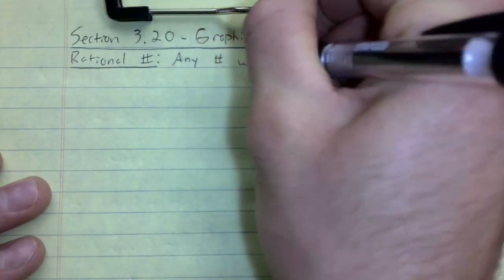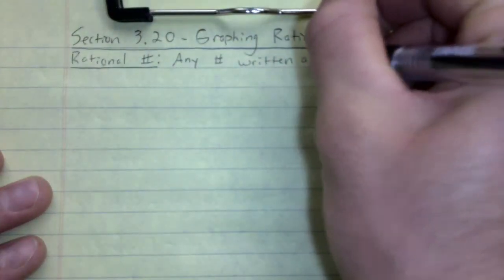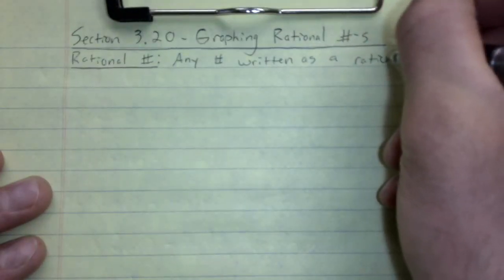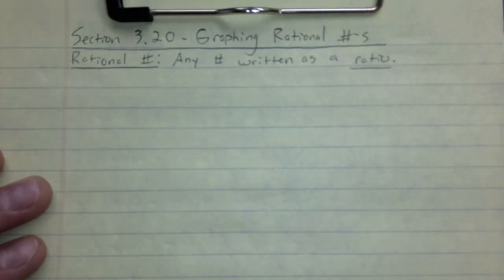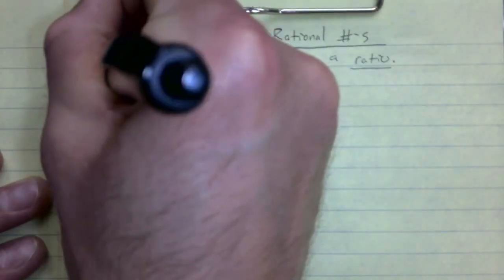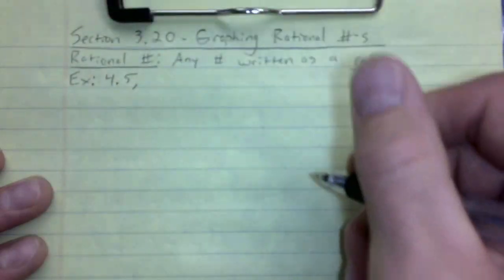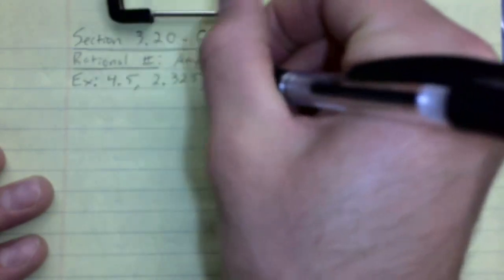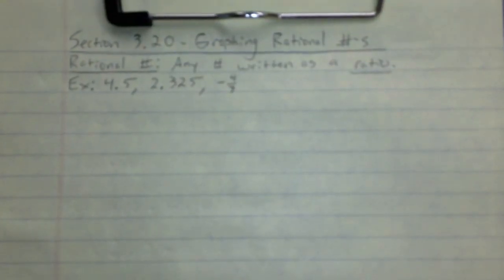We know that a rational number, we need to know what a rational number is. A rational number is any number written as a ratio. Go and underline ratio, because, for example, ratios would include 4 and 5 tenths, 2 and 325 thousandths, and even a negative 4/7. These are all examples of ratios. Okay?